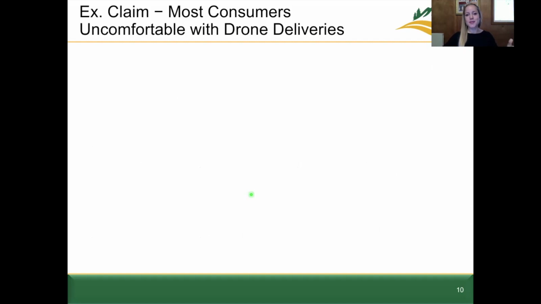Let's use an example that should sound very familiar to what we saw in 8.1. So here our claim is that most consumers are uncomfortable with drone deliveries. This is almost the same exact example we saw in 8.1, but here in 8.2, notice this word of most rather than a majority. But you'll see as we go through this all the similarities between majority and most as a claim.